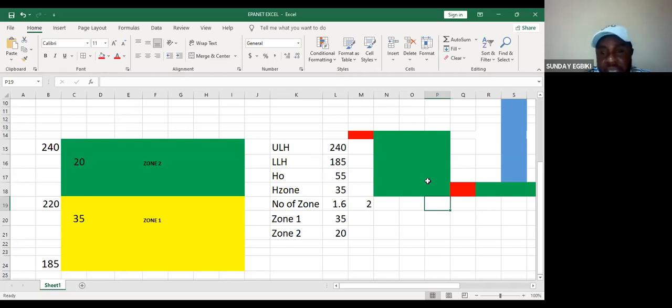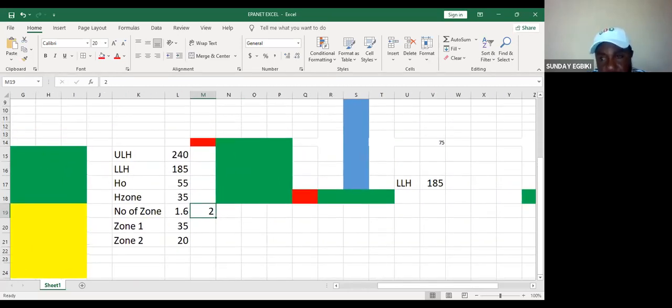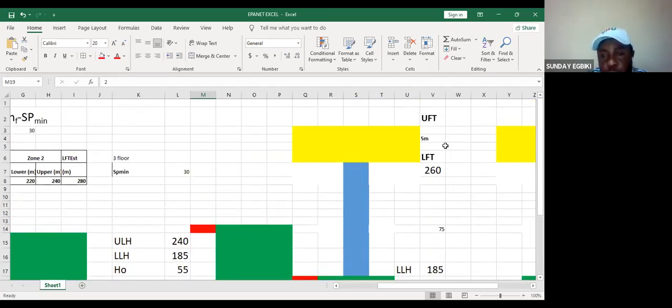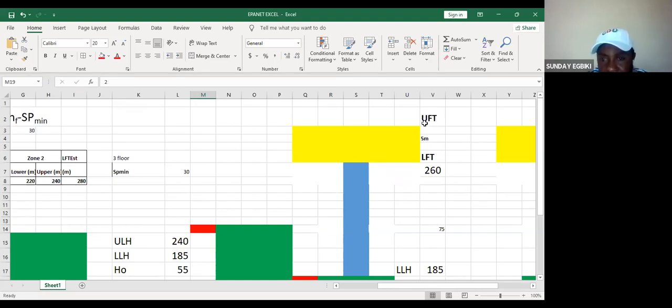So what you are asking now is that at this point, this is what we call the upper feed level, which is the 216 we calculated. This 216 is here. While the height of the tank is 5 meters, the upper one will be 6 meters.